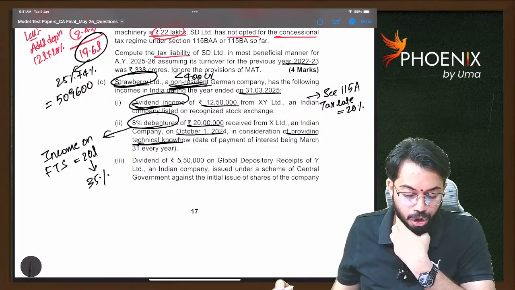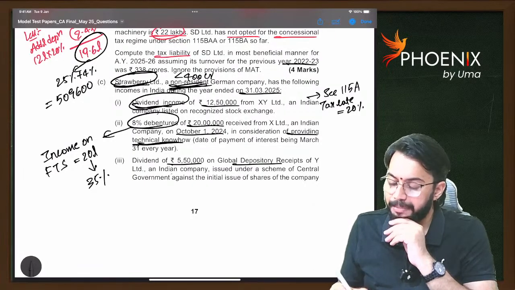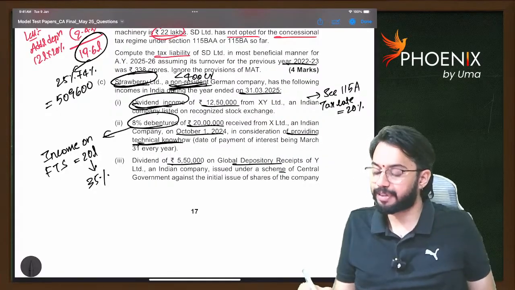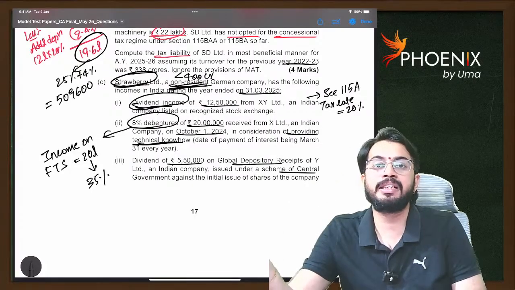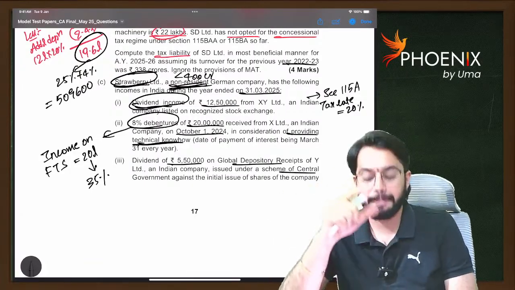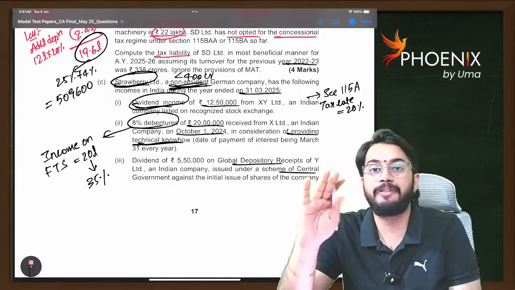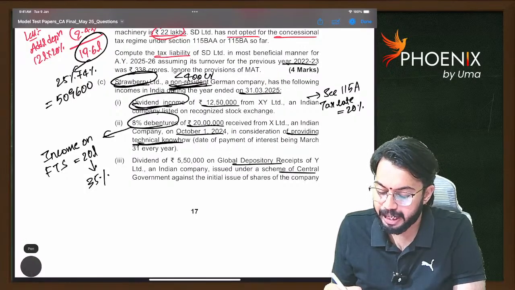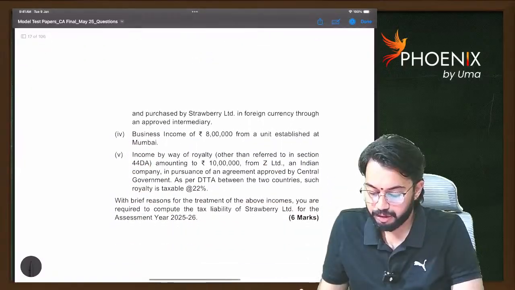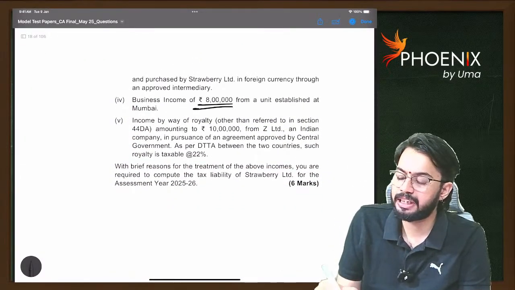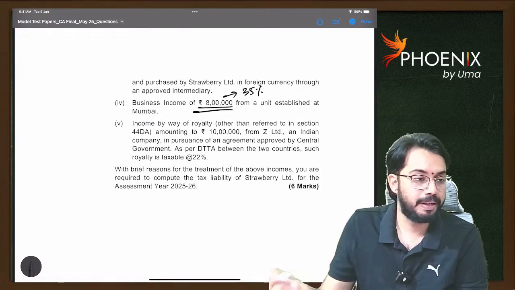dividend income on global depository receipts of Y Limited, an Indian company, issued under a scheme of the central government. We have discussed that if a non-resident or foreign company purchases global depository receipts, any interest income paid on them is taxable at 5%, and any dividend income paid is taxable at the rate of 10%. Business income is also taxable at normal tax rates. For a foreign company, the normal tax rate is 35%.